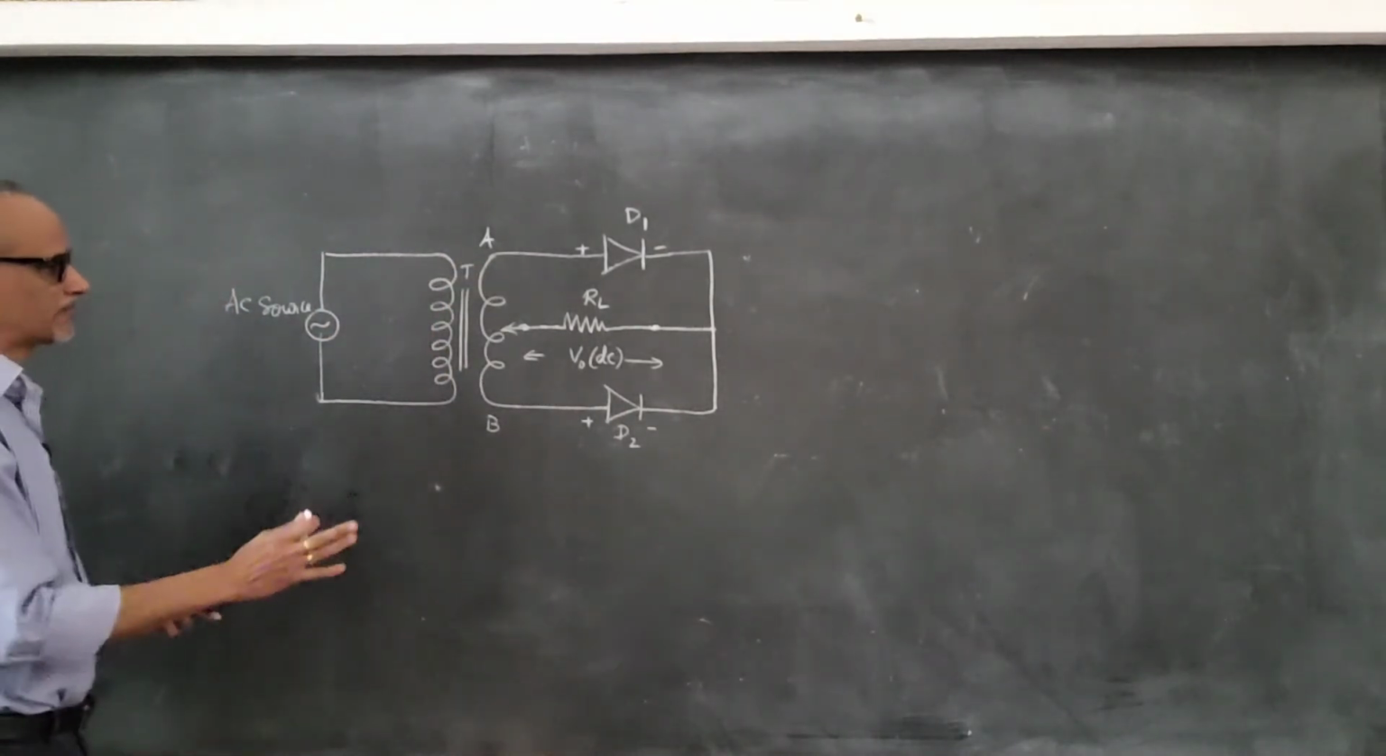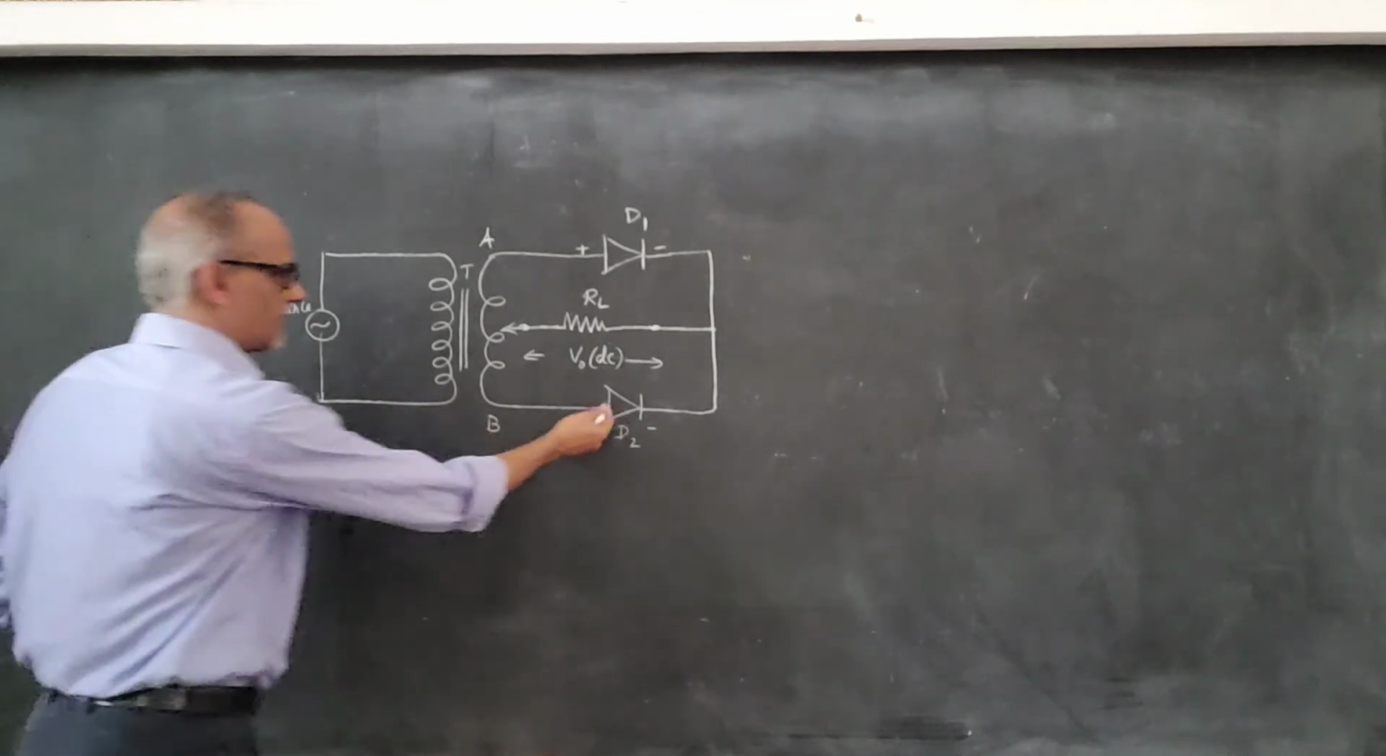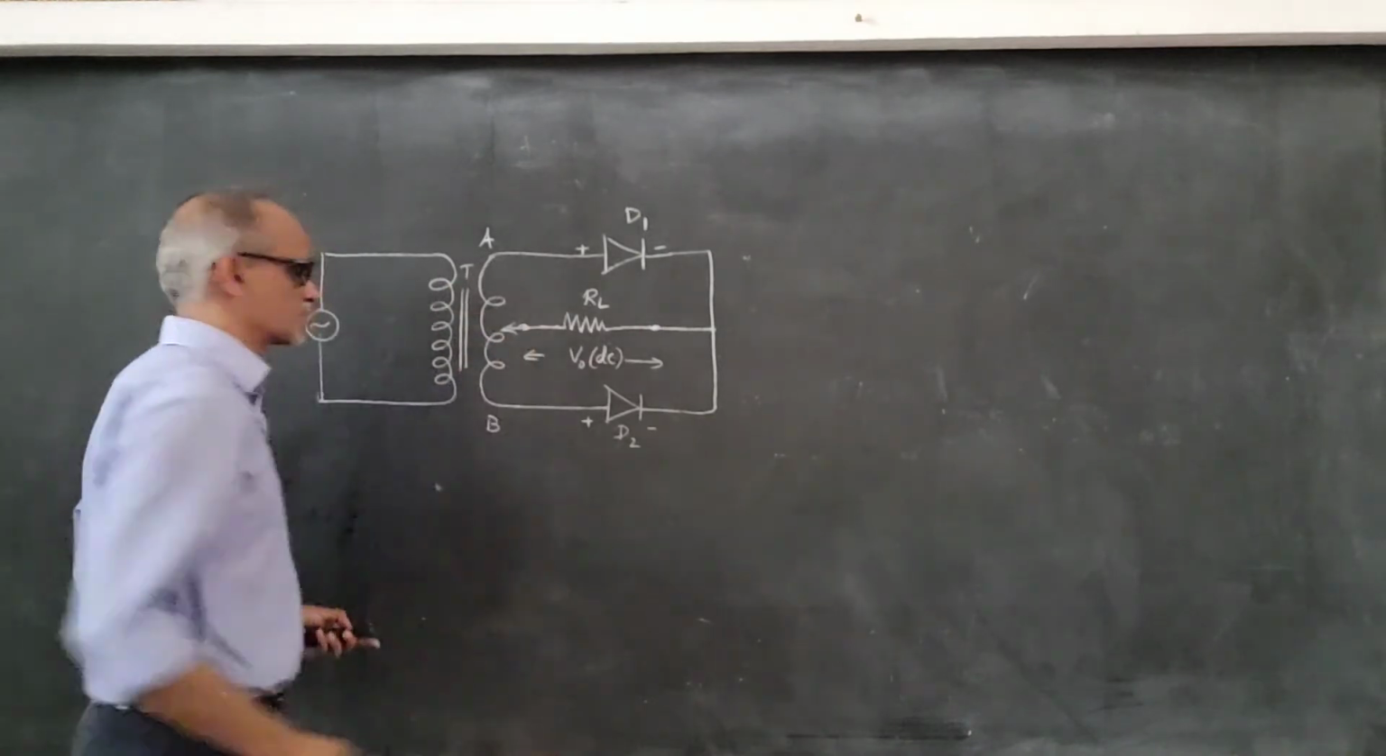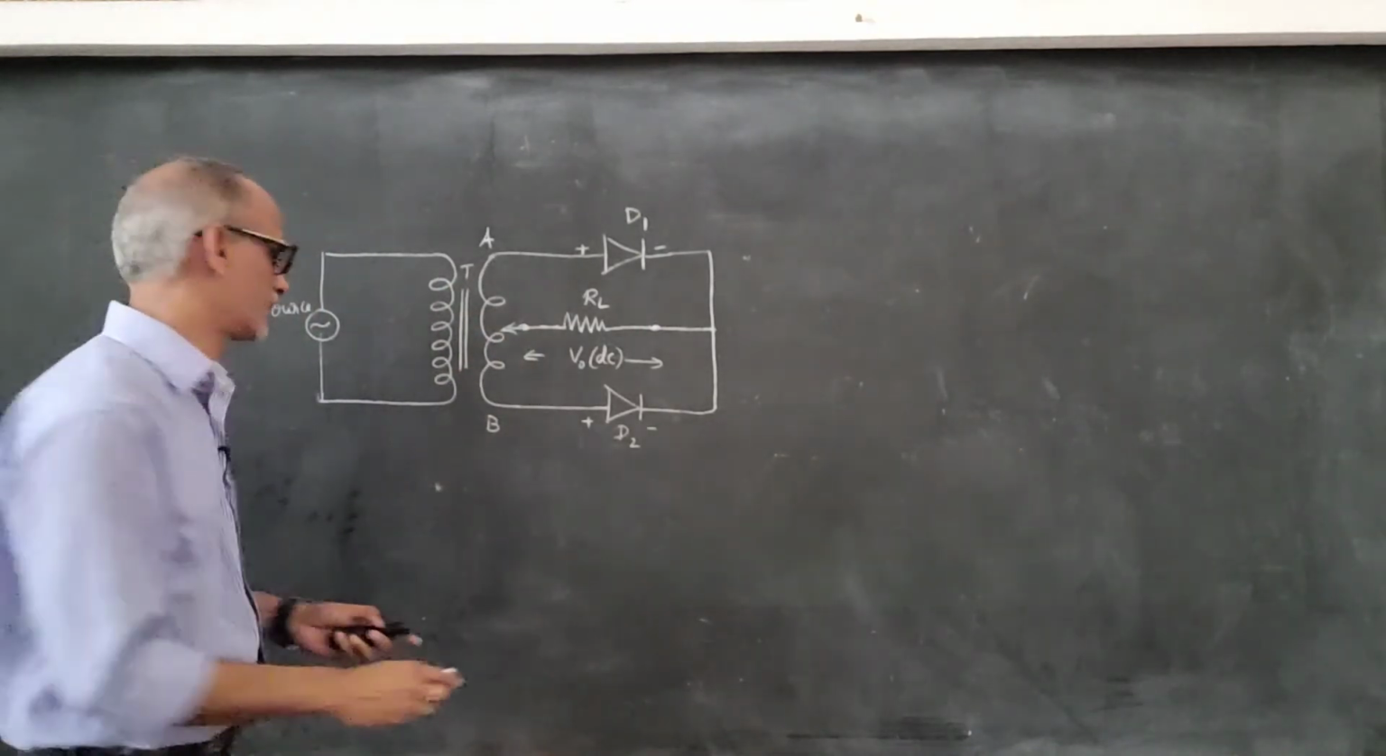Hope you understood the difference here. Two diodes are used, and then the resistor has to be modified, and this type of transformer is called a center tap transformer.